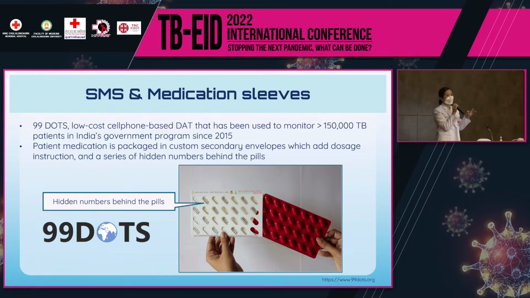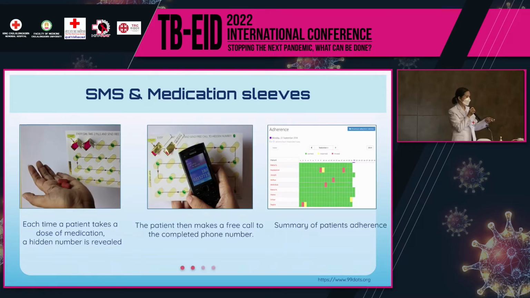Patient medication is packed in a custom secondary envelope, which adds the dose instruction and a series of numbers behind the pill. Each time the patient takes a dose of the medication, a hidden number is revealed, and then the patient makes a free phone call by standard feature phone to text the number behind the pills to the healthcare provider. And the system will summarize the adherence of the patient to the healthcare provider for review.